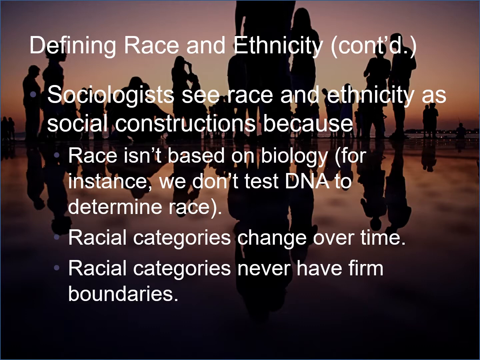Back to the idea that racial categories change over time. If you look at the U.S. Census, you will see that the categories of races change very frequently. In fact, 2000 was the first year that respondents were allowed to select one or more races in the racial category. Prior to 2000, residents were forced to select only one race, even if they would describe themselves as bi or multiracial. Racial categories never have firm boundaries.